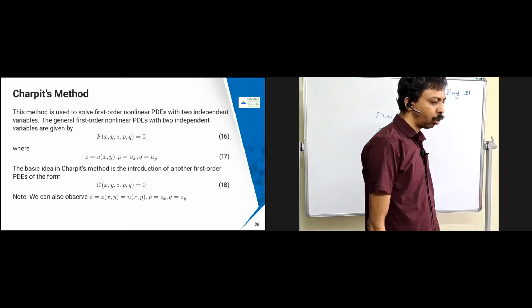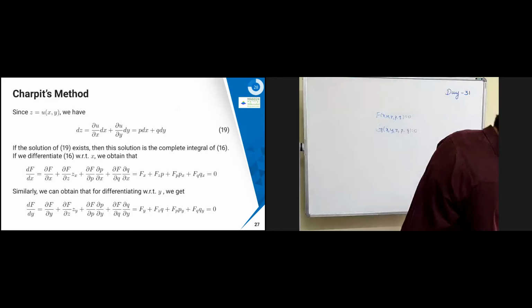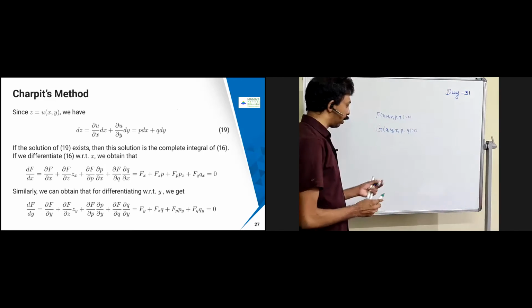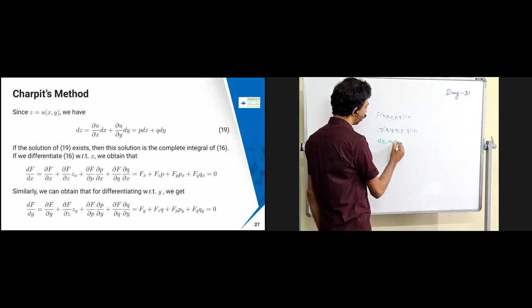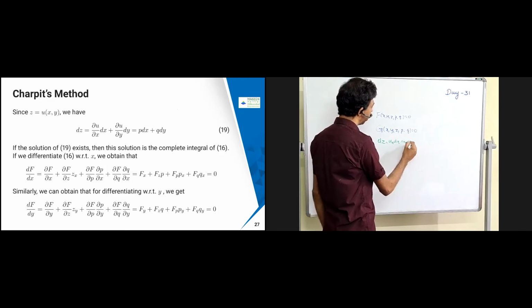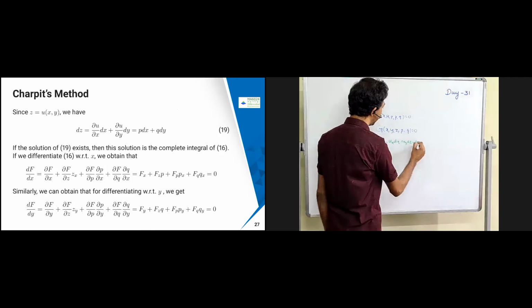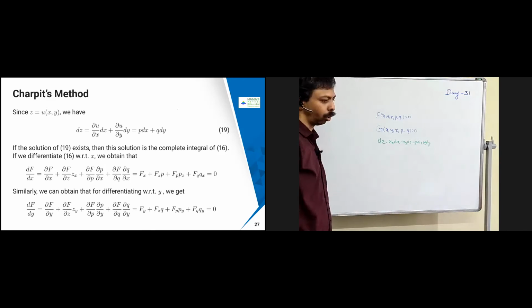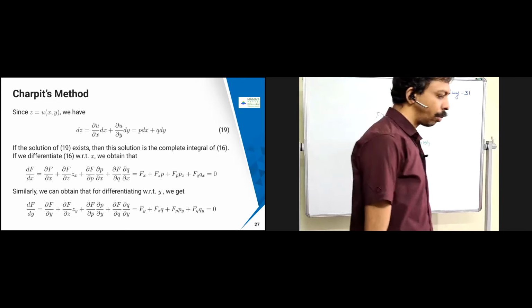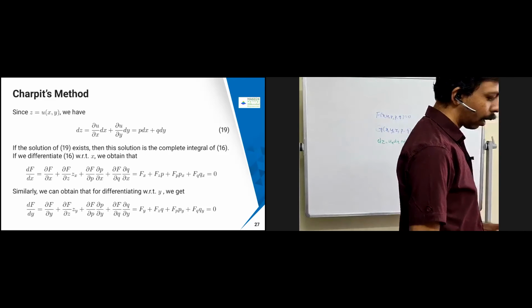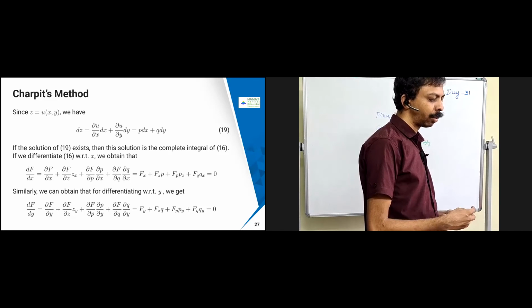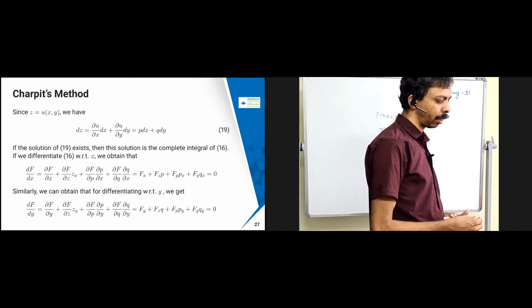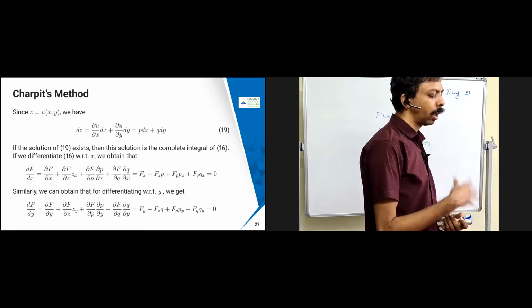Now we are going to find what our dz is. dz is nothing but u_x dx plus u_y dy. Okay, that means I can just write it as p dx plus q dy. This we know already. Now, if the solution of this exists, then this solution is the complete integral of the first equation. Suppose I found the solution for this one, then we can find that.